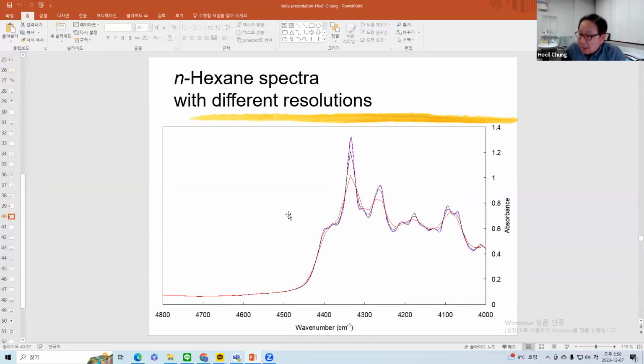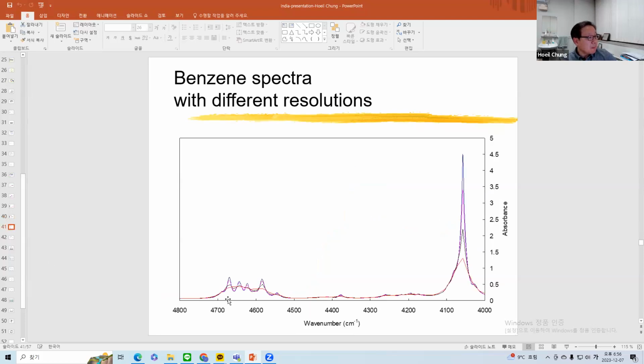Okay, so I think there is a key issue you might want to consider. This is the highest resolution, the second highest, the third, and the lowest resolution. And then this is benzene at different resolutions. You can see benzene has a unique molecular structure.